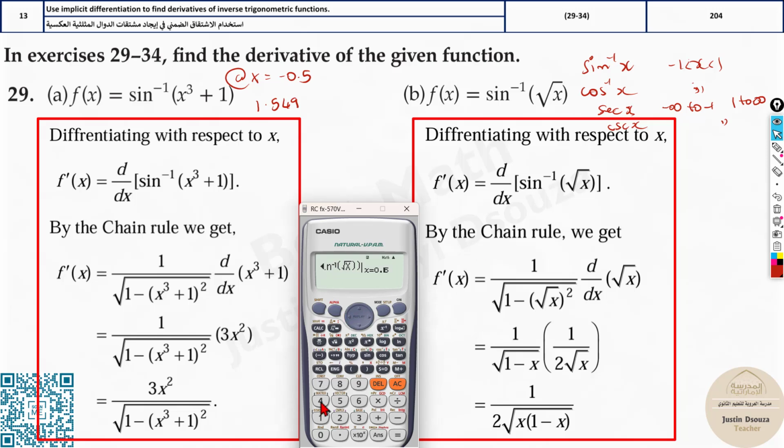Let me take even, say, 2.5. Yes, you will get the answer. But now, I'll consider 0.5. It's an easy number to remember. Let's just put it over here.